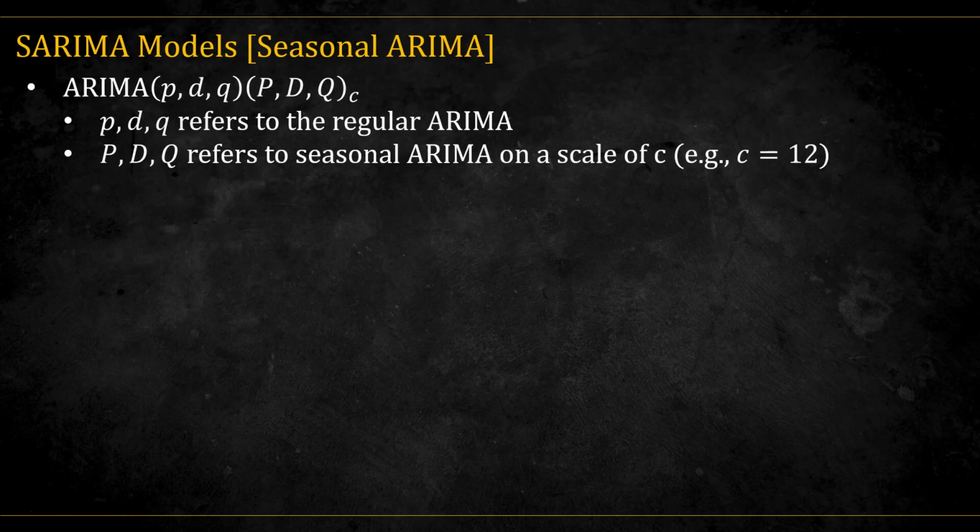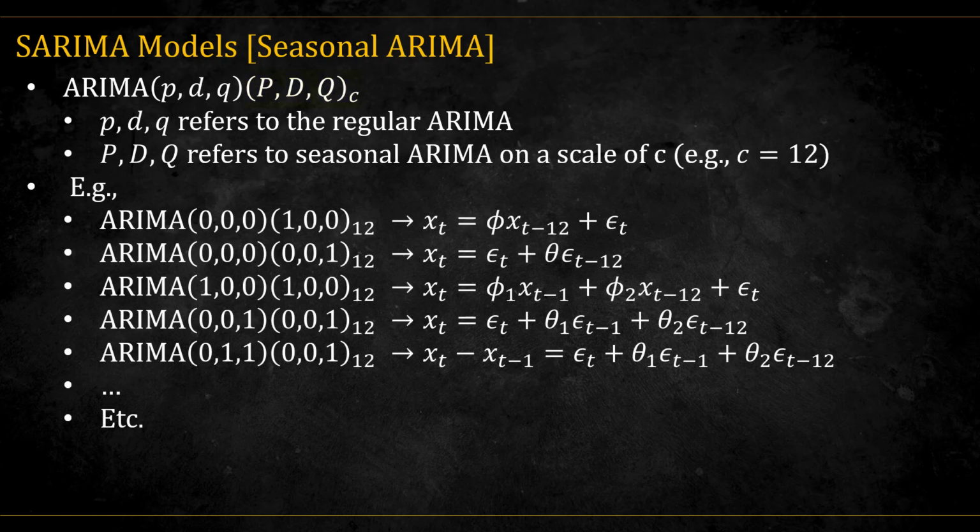The notation for SARIMA model is to add another parenthesis for the seasonal components. The lowercase p, d, and q refer to the regular ARIMA, the uppercase refer to the seasonal ARIMA. For example, if the cycle is 12 steps, then seasonal AR(1) is this, and seasonal MA(1) is this. This is a SARIMA model with a non-seasonal autoregressive component of order 1 and a seasonal autoregressive component of order 1 with a seasonal period of 12. And you can have more and more complex models here.